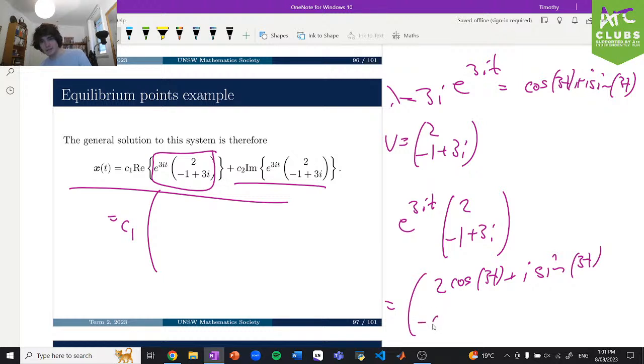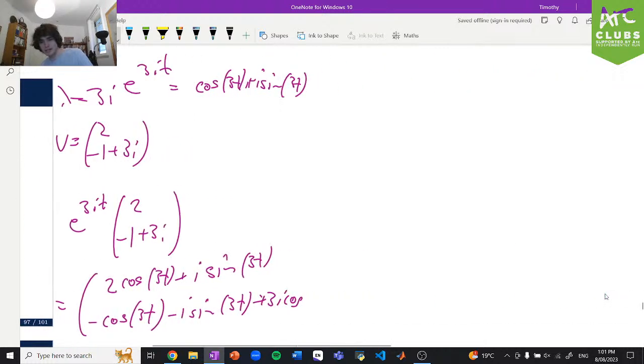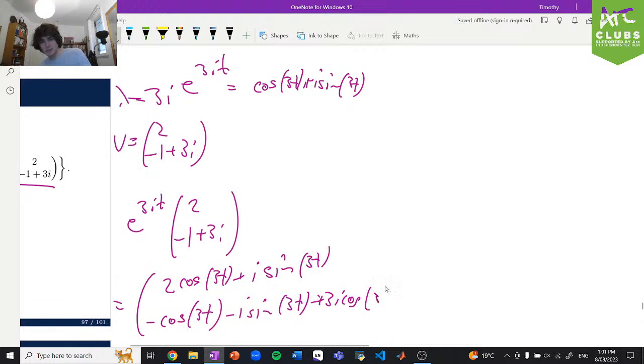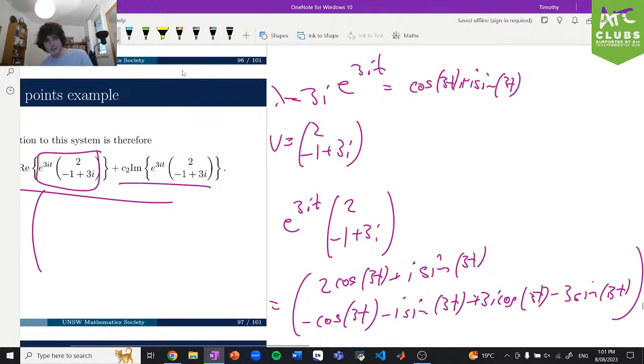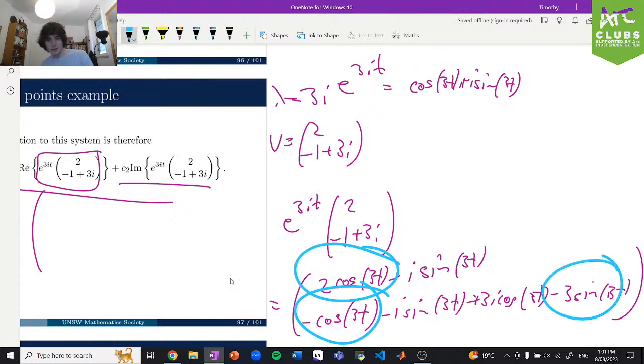Times minus cos 3t minus i sin 3t plus 3i cos 3t minus 3 sin 3t. I'm going to need to give myself some more space. And then to actually solve our equation, we take the real part. So the real part will be made up of u and u and u, and then the imaginary part is made up of u and u and u.